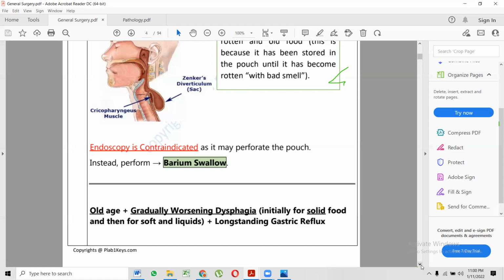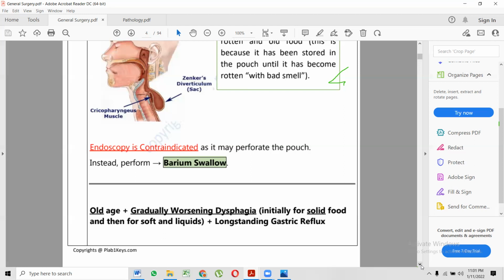One thing that is not favoring esophageal stricture is the age of the patient. Though no history of weight loss is given, the patient is of old age. So with long-standing gastric reflux, because of old age, we will choose esophageal carcinoma.